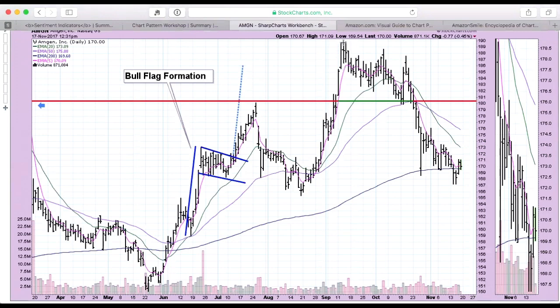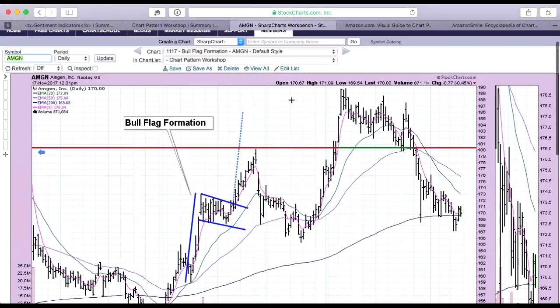All right, so we got a really long flag here and we got the breakout, but it didn't even get up to overhead resistance here. So it didn't break as expected and then it ended up going back down. So again, patterns aren't foolproof, but that's the idea. In this case, I would have called this the flagpole, and you can see that flag is just about as long as this flagpole. So I wouldn't call it a bull flag, but that's how you can measure the minimum upside downside targets.